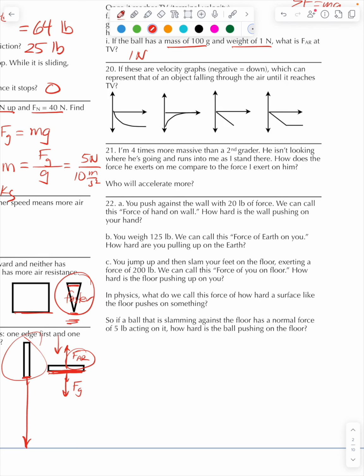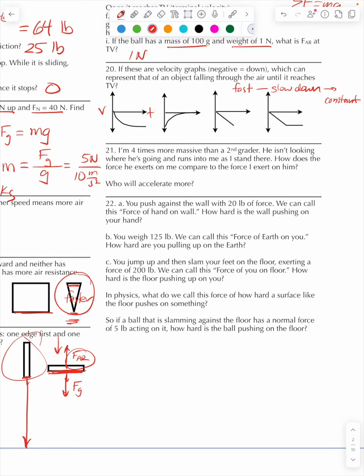If these are velocity graphs, so they're all v versus time, negative is down, which can represent that of an object falling through the air until it reaches terminal velocity. So we could analyze what the motions of each of these means and see which matches what such an object would encounter, but let's go backwards. Let's think about an object falling down until it reaches terminal velocity. It's going to start out fast, right? Because it doesn't have any air resistance on it. But what's going to happen is it's going to slow down, right? And finally, it's not going to slow down to a stop. It slows down until it's a constant velocity.